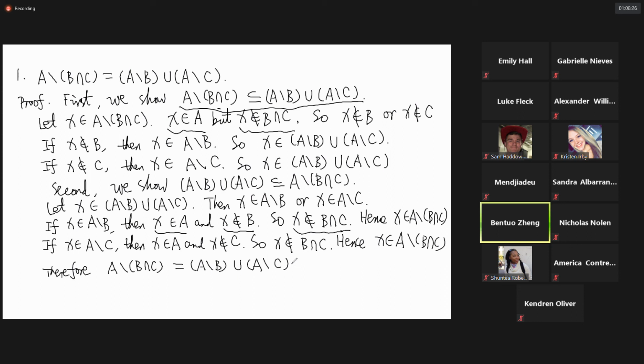Okay, so this is the first statement of De Morgan's laws. This is just like playing with concepts and definitions. The proof for set theory is mostly just playing with the definitions and elementary logic. So any questions about this first proof here?